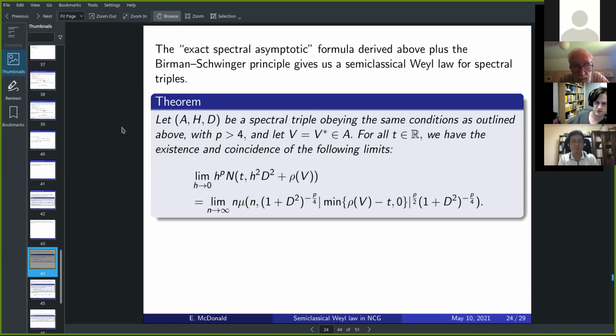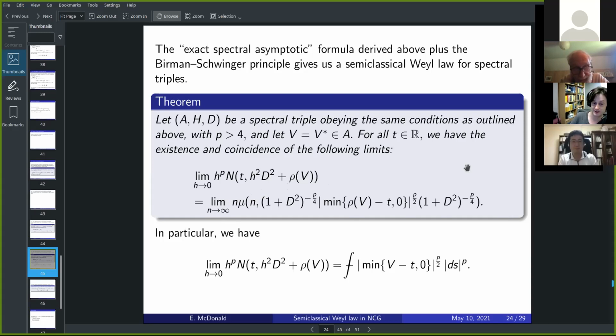Suppose you have a self-adjoint element of the algebra A. Then for all real numbers t, the following limits exist and they coincide. The limit as h goes to zero, h to the power of the dimension, times the number of states, or rather the dimension of the span of the eigenspaces of this operator with corresponding eigenvalue less than t, where the operator here is a kind of Schrodinger operator. You take h squared times D squared plus rho of V, and it turns out to be equal to this limit, which if you write it in this quantized calculus notation, gives again this very pleasing expression. And I like this very much.